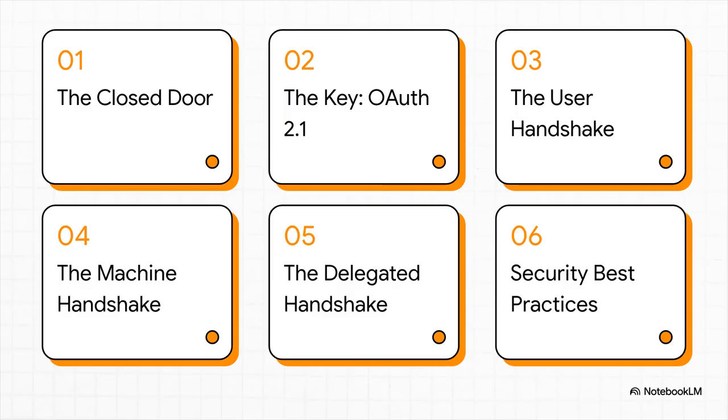So here's our game plan. We're going to start with the problem, this idea of a closed door. Then, we'll introduce the key, which is OAuth 2.1. From there, we'll walk through three very distinct types of digital handshakes and wrap it all up with the absolute essential security rules that keep this whole system from falling apart.